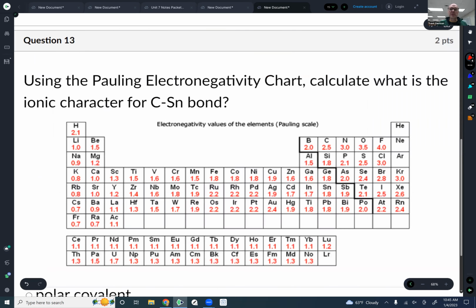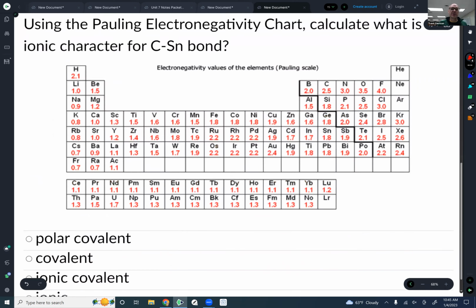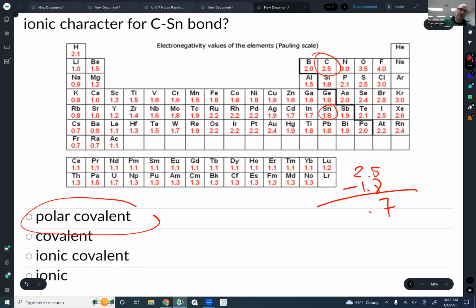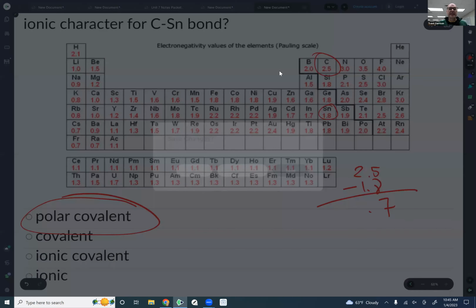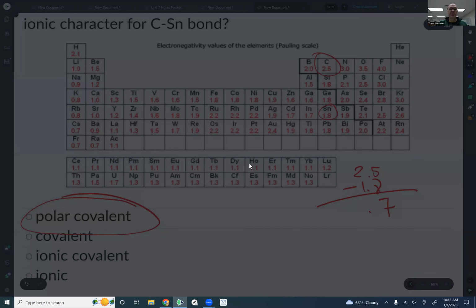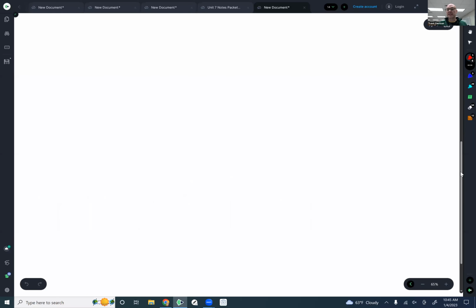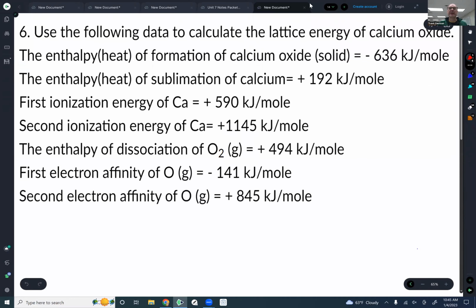There is. Using the chart, what is the ionic character for C-Sn? So C is 2.5. Sn is right below it, 1.8. Subtract the difference, you get 0.7. That is polar covalent, slightly polar, not really. And that is going to, I believe, be the last question on the test. Let me see here. I think that was it. Yep, that was it for us.